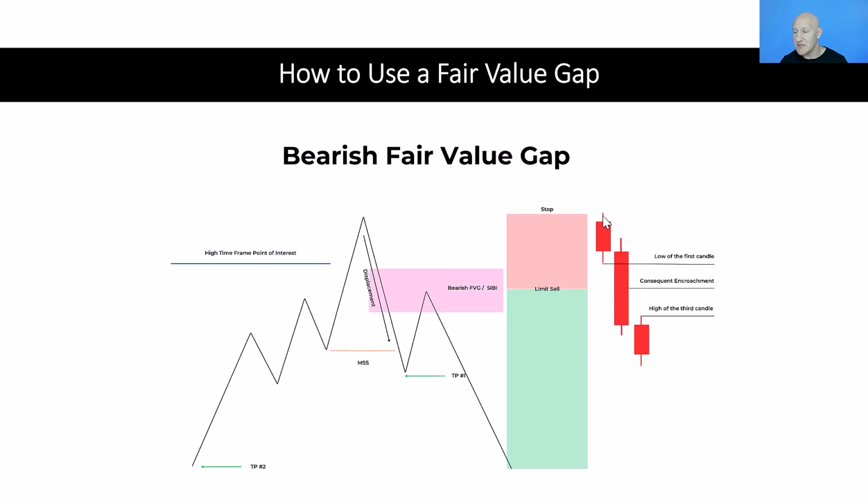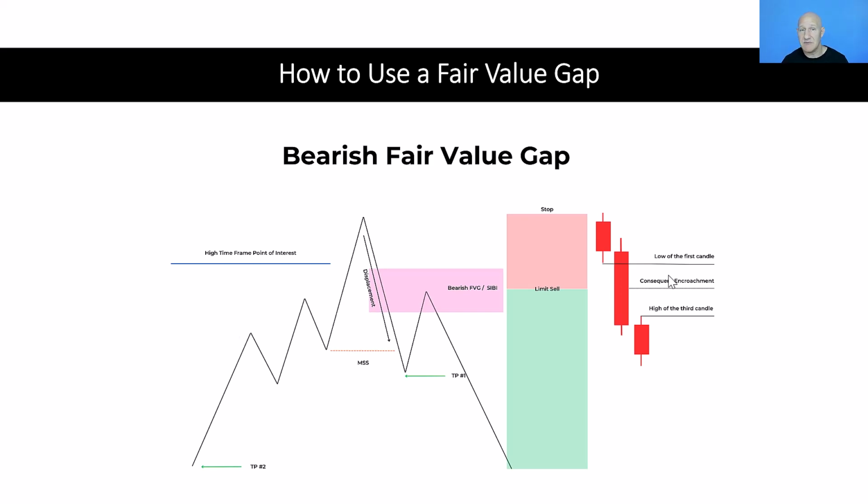In terms of how we can do this, there's lots of options. You could use the high of the third candle as your limit. We've used the consequent encroachment in this example, but you can use anything inside the fair value gap as your limit sell order. You can obviously use a limit sell order, or you could even just place an order at market once price goes into this area. It's really up to you, and it just comes down to your testing in terms of what works best for you.